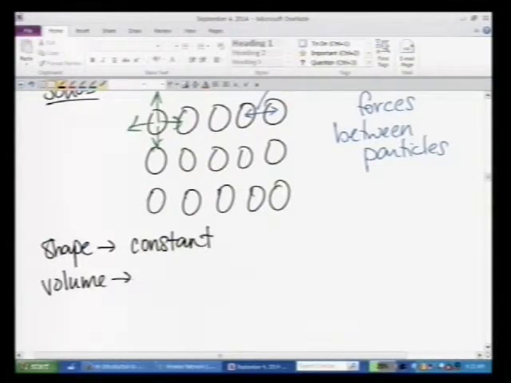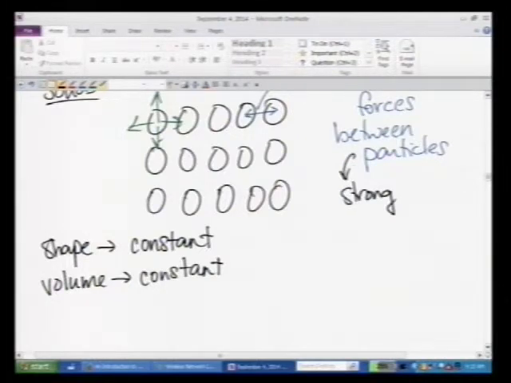What do we know about the volume of a solid? Is it constant or variable? Constant. So in terms of shape and volume, solids are constant. And that is because the attractive forces between the particles are strong.